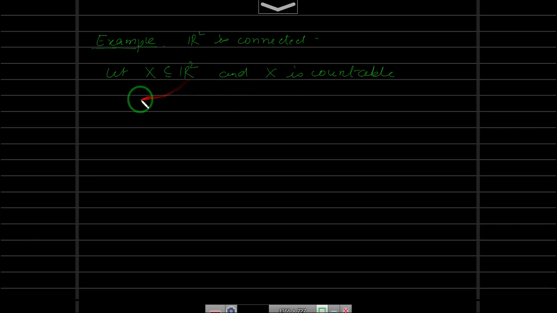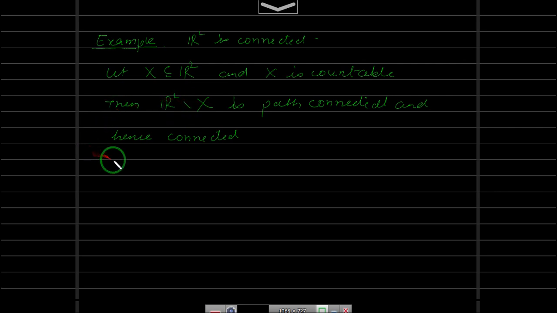Now from R2, if you remove this X, this is path connected, and we proved that every path connected space is connected, and hence connected. So we already proved that every path connected space is connected, right? So this is a connected space. So what we have done is from R2 we have removed a countable number of points.